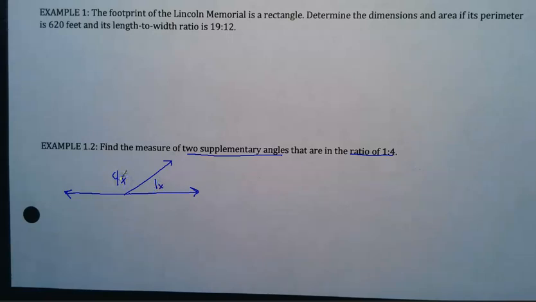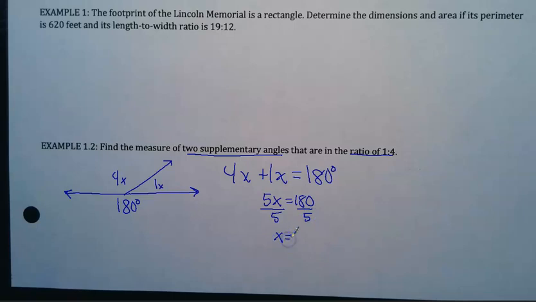Well, where can we go from here? What do we know about supplementary angles? Good, they add to 180 degrees. So we could write an equation that says 4x plus 1x has to equal what? Good, 180 degrees. And then we can solve it. So 4x plus 1x is 5x equals 180. Divide by 5. And x would equal what? Good, 36 degrees.